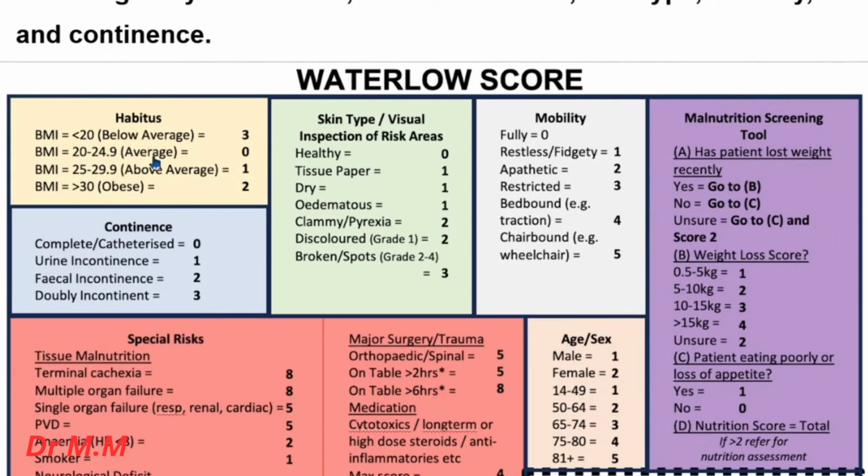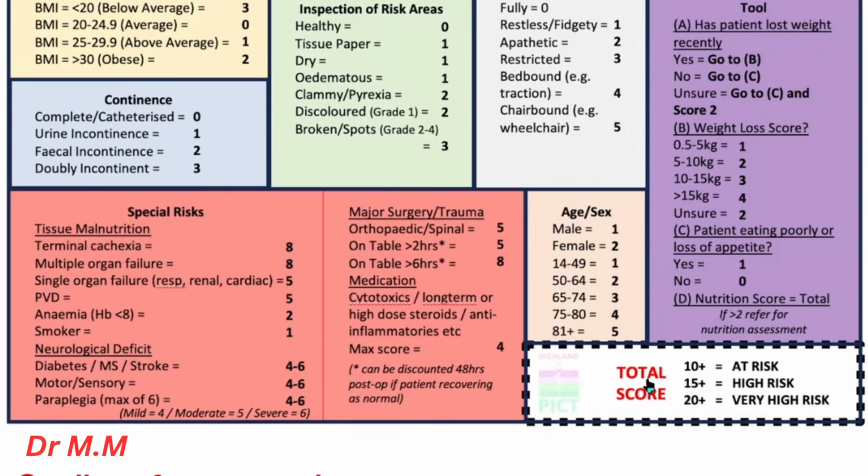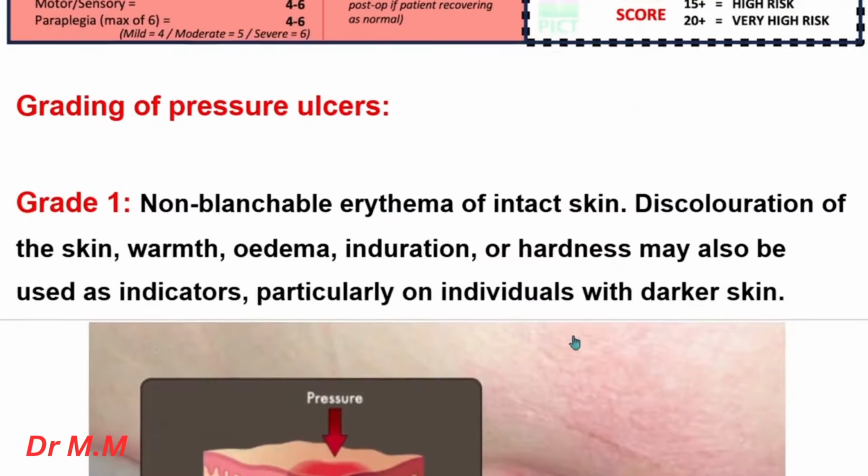As we can see here, this chart is showing a Waterlow score. Patients with a score above 10 are at risk of pressure sores or bed sores, patients with a score above 15 are at high risk, and patients with a score of 20 plus are at very high risk of pressure ulcers.